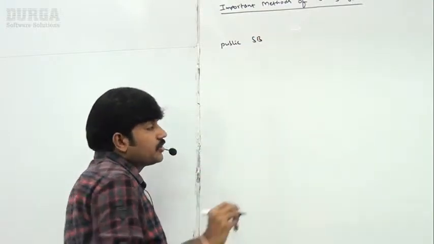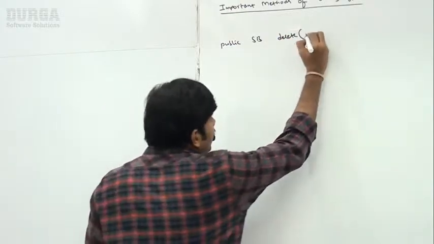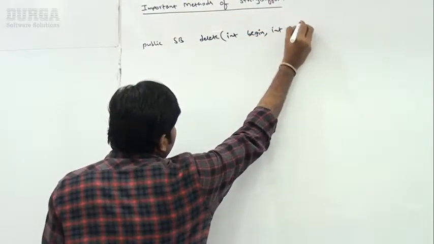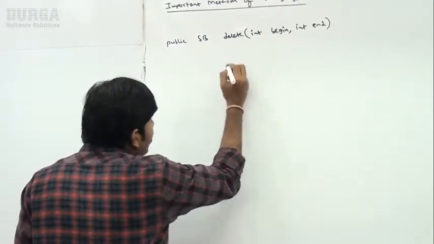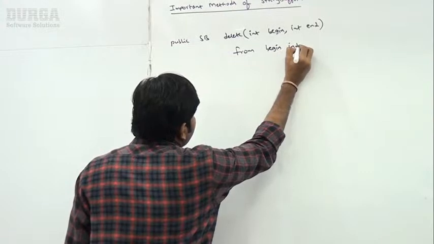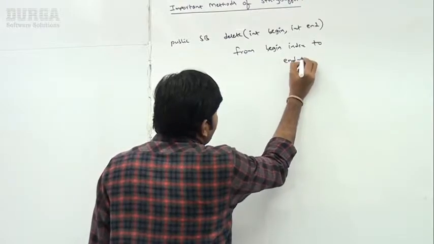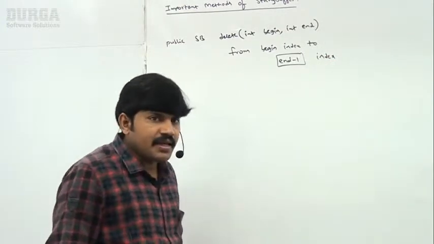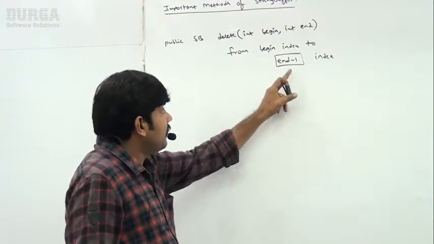Public StringBuffer delete(int begin, int end). Are you getting? Int begin, comma, int end. Sir, it deletes the characters from the begin index to the end minus 1 index. Remember this one: begin index to end minus 1 index.